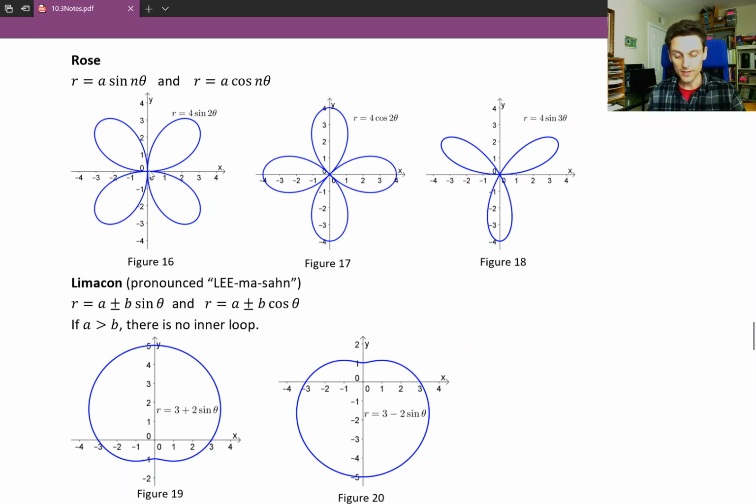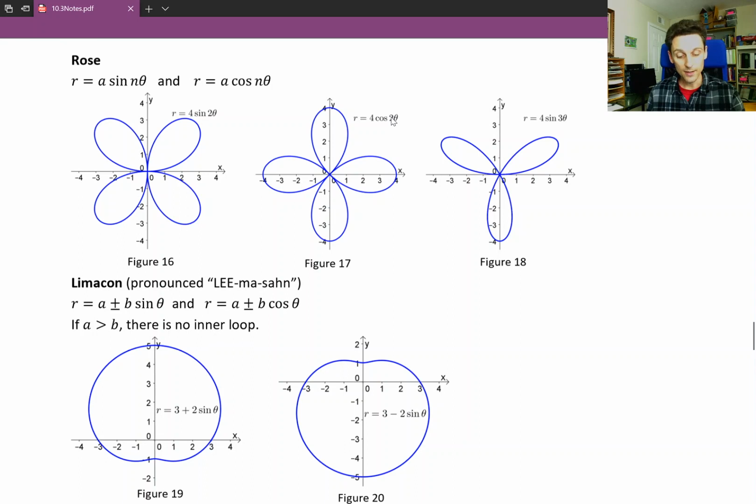Actually, that's true for all of these. 4 is going to be the distance from the origin out to the tip of each petal. So 4 will be the distance from here to here and out to each petal. But you can see it more clearly when it's along the x-axis because you're going to have a scale of 4 in the x direction to help you there.